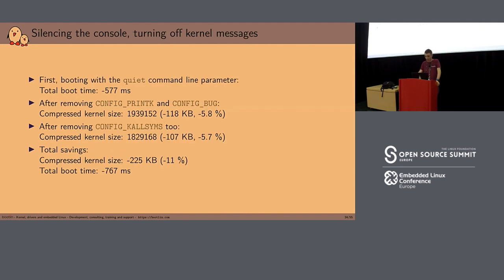Another technique is to silence the console with the quiet command line parameter. It saves 577 milliseconds. That's very nice, because the console is a slow device, so it's easy to understand why it saves that much time. Then you can go even further and remove complete support for writing messages, so that even the messages don't get compiled in, which saves a lot of kernel space. Disable CONFIG_PRINTK and CONFIG_BUG, which saves about 5% of the size. Also removing CONFIG_KALLSYMS surprised me, because it saved 107 kilobytes in the compressed kernel, so it eats up a lot of space. The total savings for all of these things, silencing and turning off the kernel messages, was 700 milliseconds and more than 200 kilobytes in the compressed kernel. So in terms of size before compression, it's probably much more.